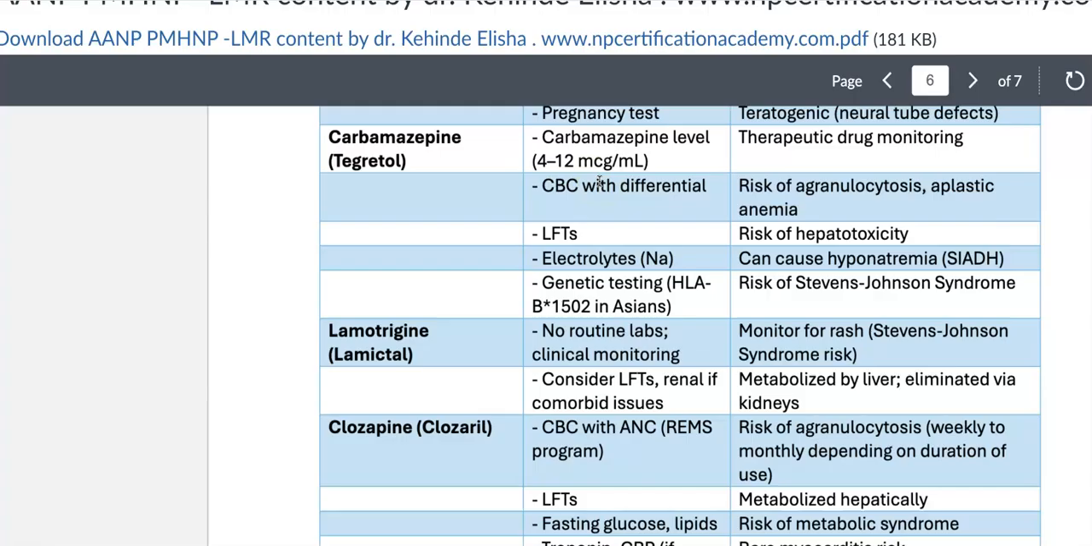Carbamazepine level is 4 to 12 mcg per mL. We have to monitor the drug therapeutic level. CBC with differential must be obtained because they have risk for agranulocytosis, aplastic anemia. LFTs, risk for hepatotoxicity. Electrolytes, can cause hyponatremia. Genetic testing, HLA-B*1502, Asians are the ones that we have to test that on.